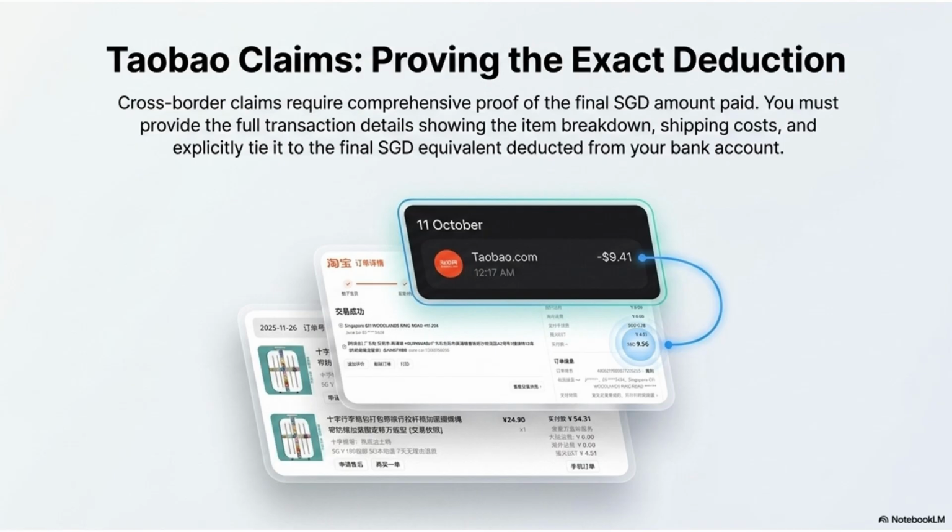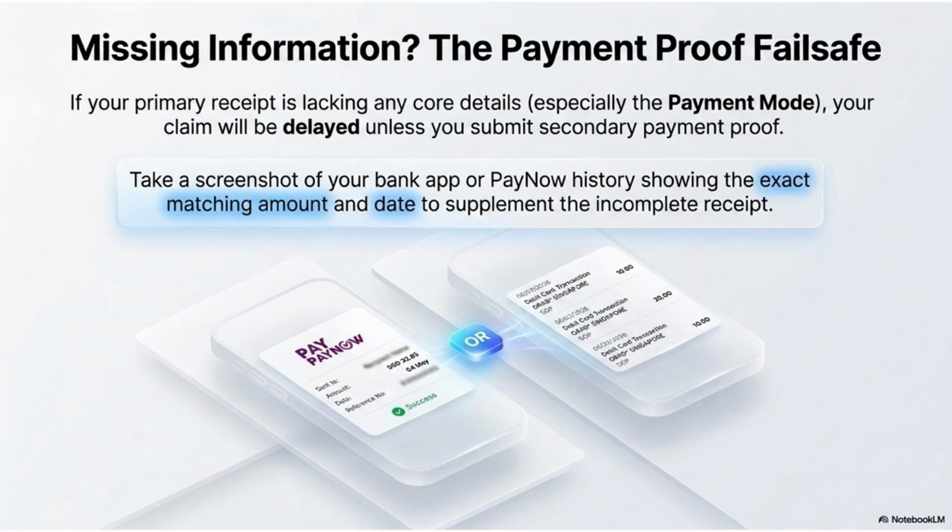You've got to connect the dots for the finance team. But hey, what happens if you get a physical receipt and it is simply missing one of those 5 core details we talked about, especially the payment mode? Don't panic. We have a tactical solution for this.